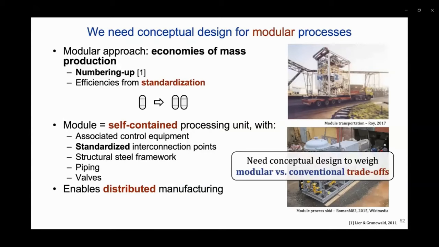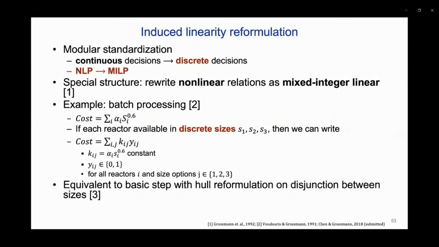So the problem that we looked at here was again trying to look at conceptual design, modular versus conventional. Here we looked at this from a high-level point of view. The main point when you have modular design is that by and large, your NLP tends to become an MILP. And why? For a very simple reason: if you take the cost function, summation of alpha times size to the 0.6, and size is continuous, this is a nonlinear, concave function. But if you have discrete sizes, if you discretize, you can rewrite this as a constant times a binary variable, and you select, for example, only one of the sizes. You basically have linearized.